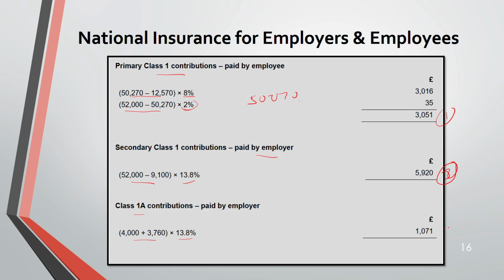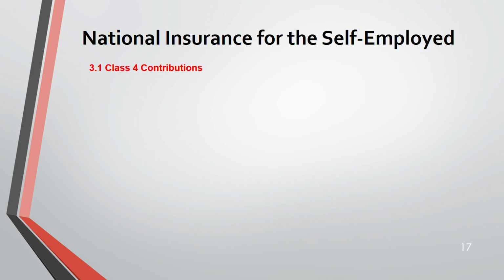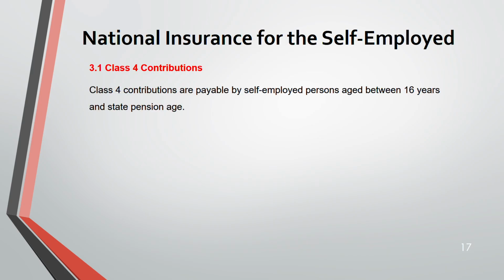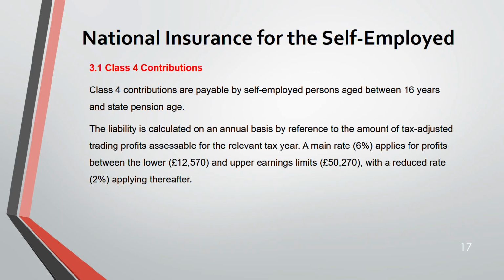They are not added together. You have to keep it like this. Then class 4 contribution. So we are moving on to self-employed from employees and employers. This is payable by self-employed between 16 and state pension age, same like class 1 employee. This liability is calculated based on what?